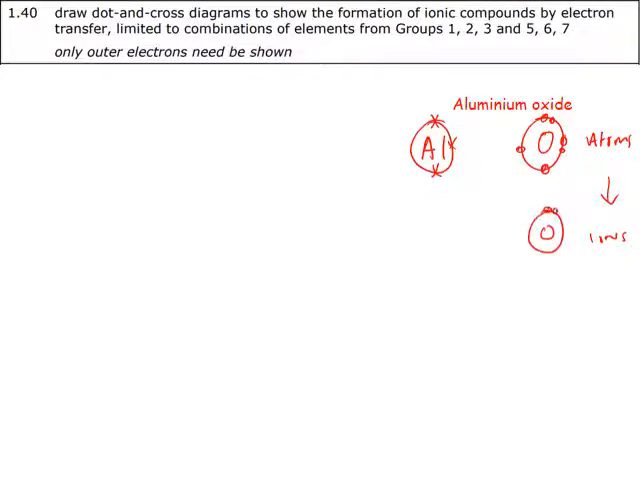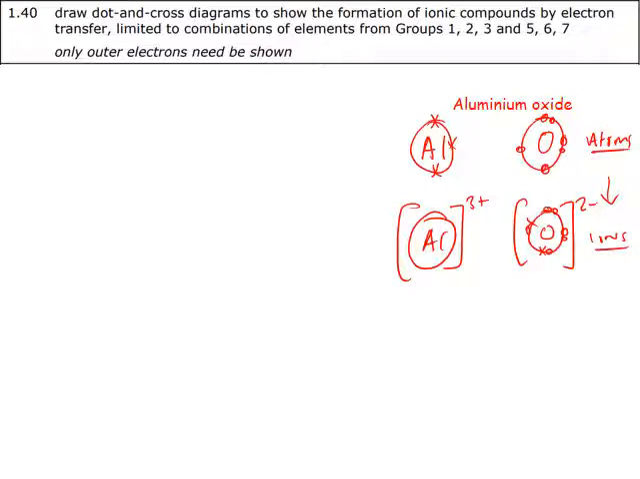So if we do our oxygen, oxygen looks like this. It will gain 2 electrons from the aluminium. Now that will have a 2 negative charge because it's just gained 2 negative electrons. Your aluminium, on the other hand, has just lost 3 electrons. And that's now become a 3 positive because now it has 3 more protons than it does electrons. Okay, so here's your ionic bonding.